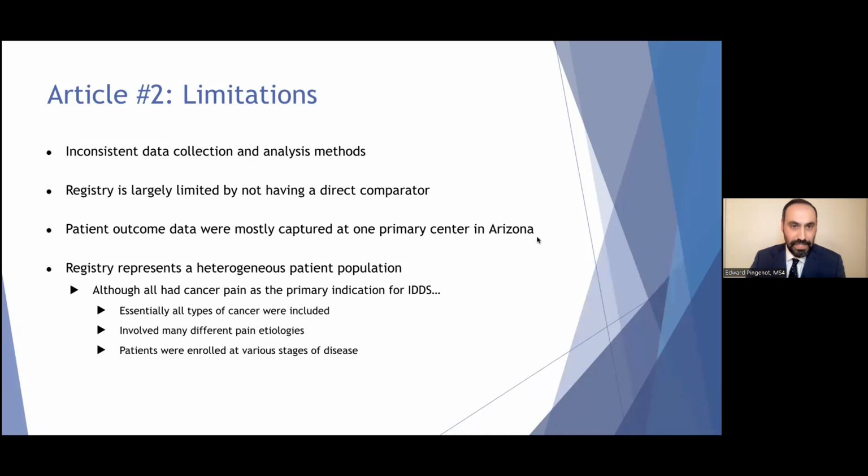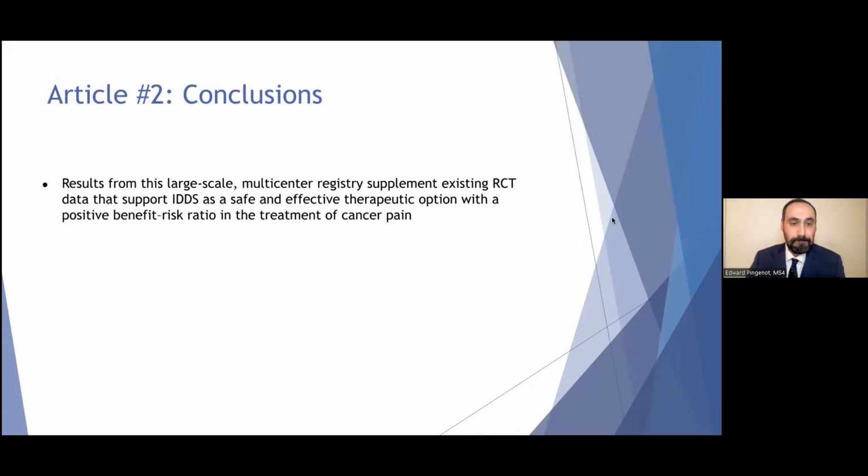So what were the limitations of the study? Well, there were inconsistent data collection and analysis methods, which we talked a little bit about. The registry is largely limited by not having a direct comparator. Patient outcome data were mostly captured at one primary center. The registry represents a heterogeneous patient population. So even though everyone had cancer as a primary indication, there were all different types of cancer with all different types of pain etiologies, and these patients were enrolled at various stages of their disease.